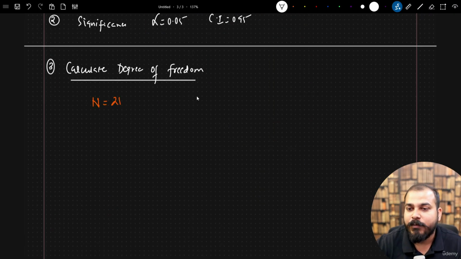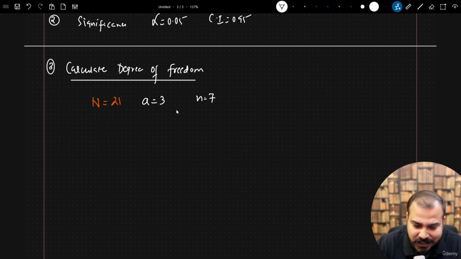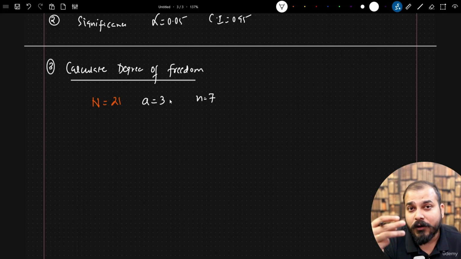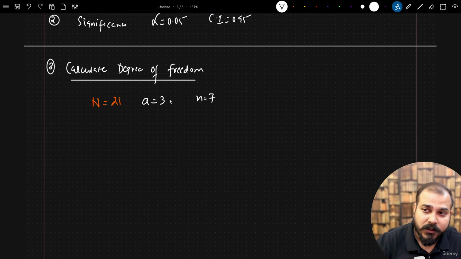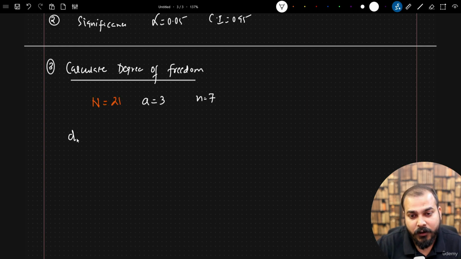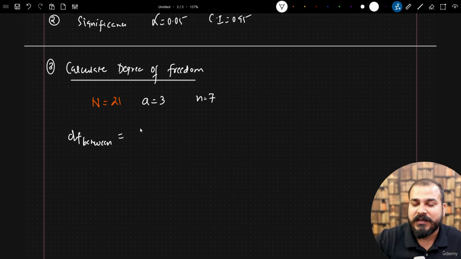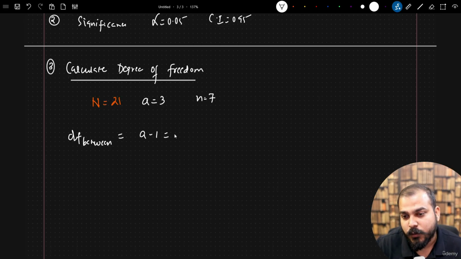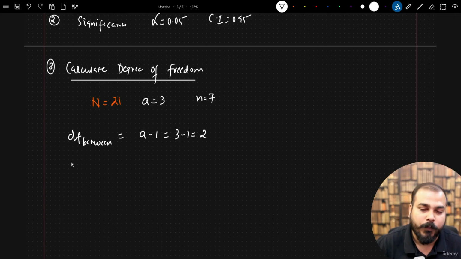If I consider the sample size n, which is nothing but 7, we'll also consider one value called a, and this value says how many categories there are. Because this 3 will be super important in calculating the degree of freedom. Degree of freedom needs to be calculated between the 3 samples and within samples, right? So first we calculate degree of freedom between samples. Because I'm considering 3 samples, it is very simple: a minus 1, which is 3 minus 1, which is 2.